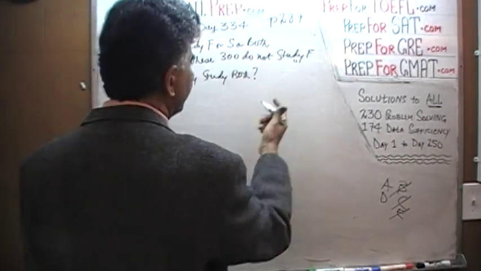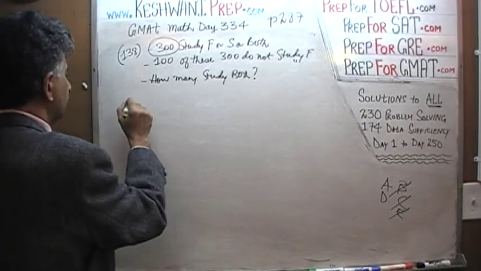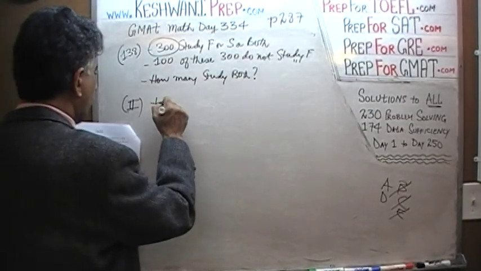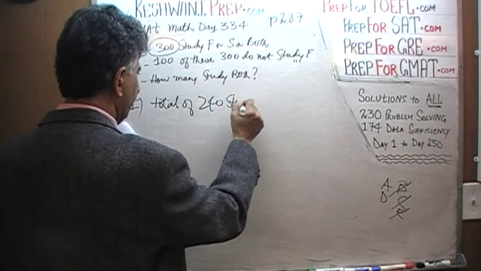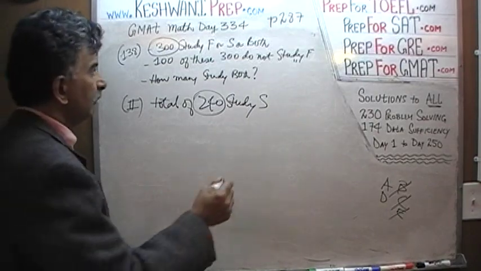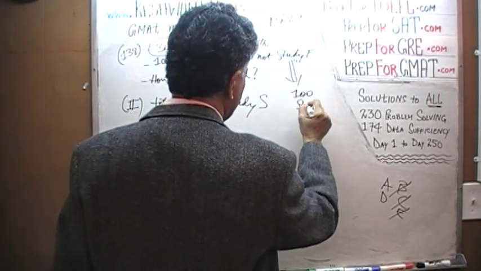Well, I shouldn't have raised that part. That part did not come from the first statement. That came from the problem itself. So that applies to both statements, obviously. They tell us that a total of 240 study Spanish.